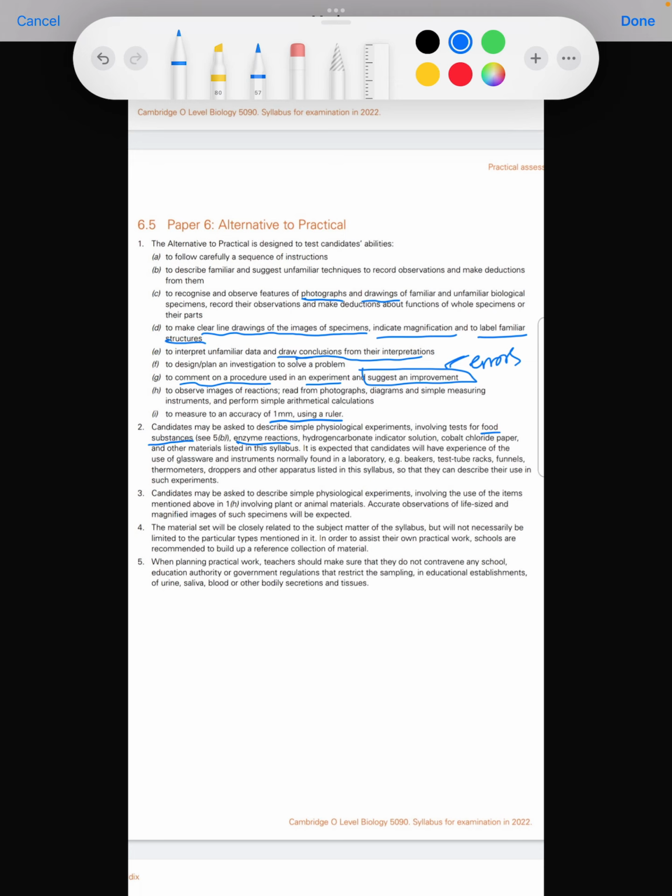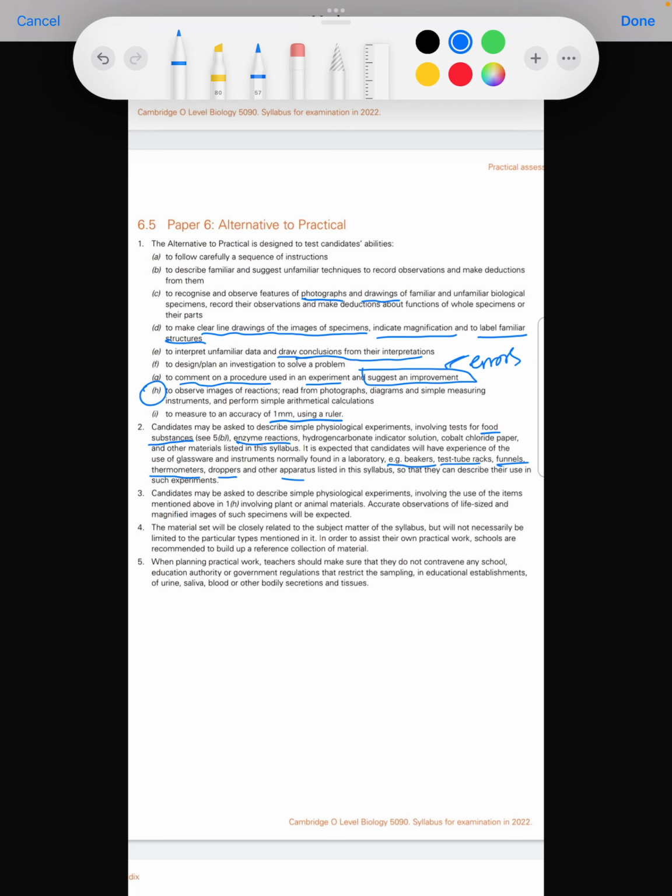Now, it is expected that candidates will have experience of the use of glassware and instruments normally found in the laboratory. For example, beakers, test tube racks, funnels, thermometers, droppers, and other apparatus, okay, so that they can describe their use in such experiments. And candidates may be asked to describe simple physiological experiments involving the use of the items mentioned above in 1H. So, for example, this one. So, involving plant or animal materials. Accurate observations of life-sized and magnified images of such specimens will be expected.